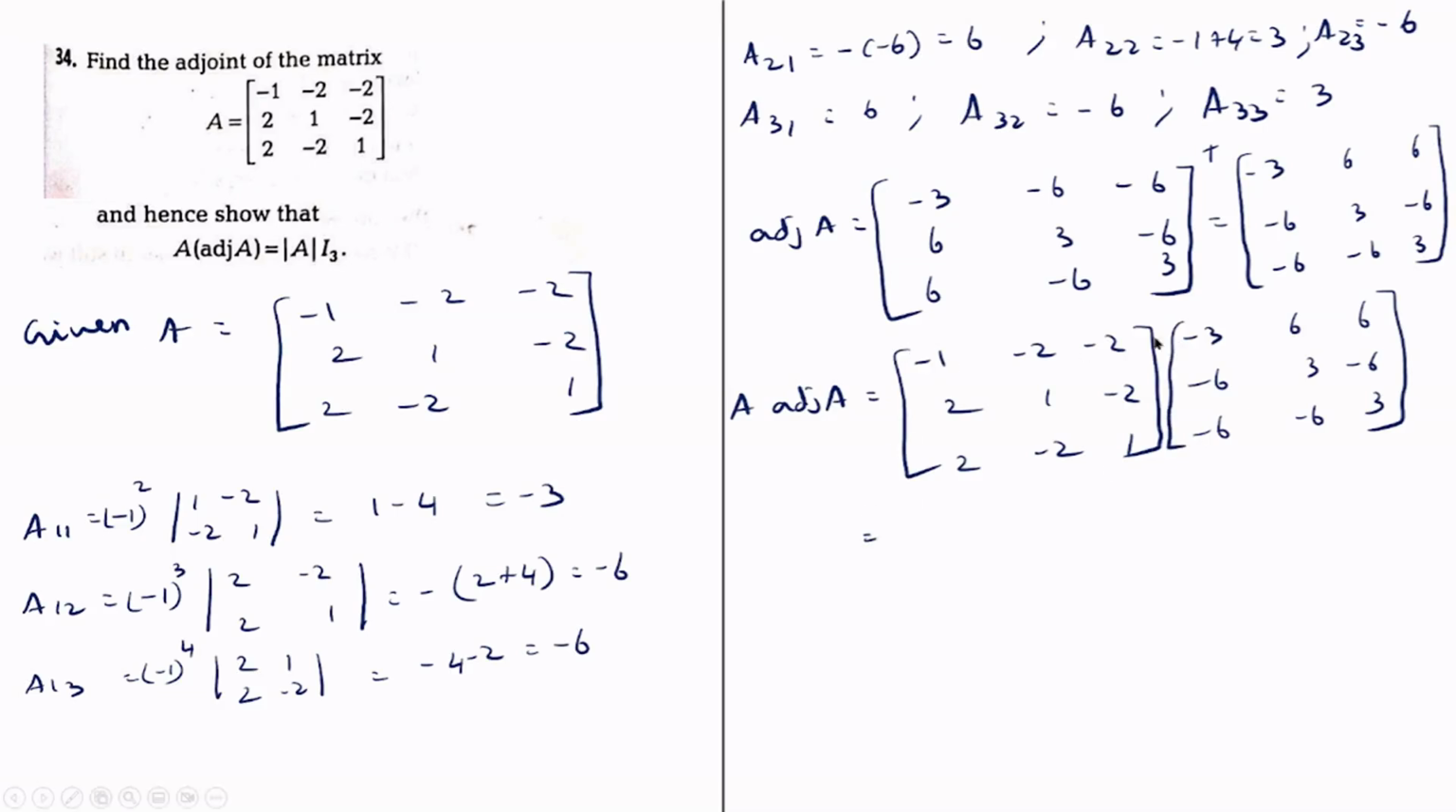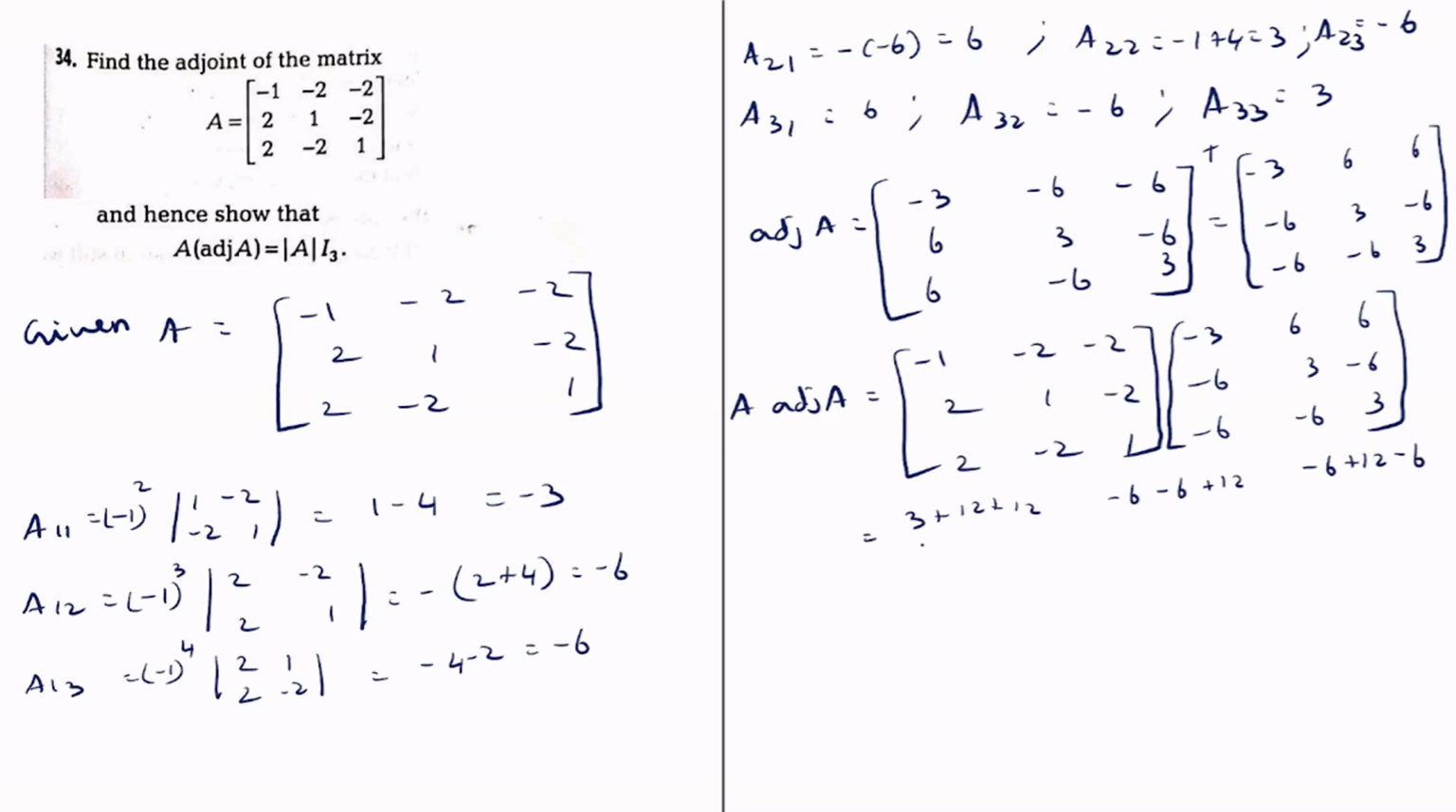So this is first row, first column, 3 plus 12 plus 12. Then first row, second column, minus 6 plus 12. Then first row, third column, minus 6 plus 12 minus 6.